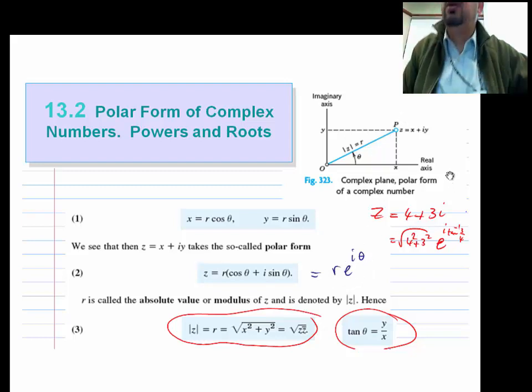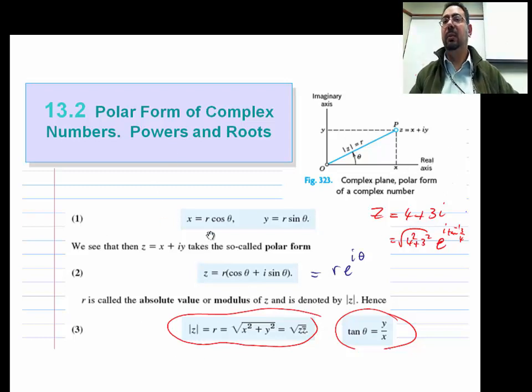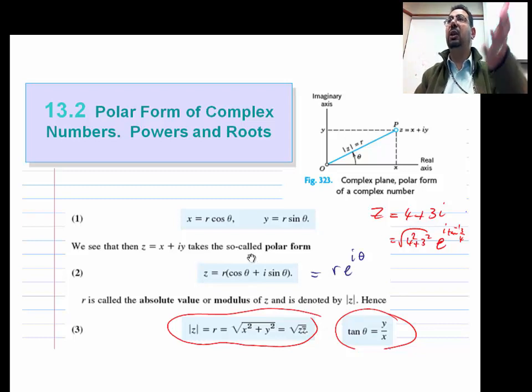And so it follows immediately that x is actually r cosine theta and y is r sine theta. So therefore z is also r cosine theta plus i r sine theta. This formula is called the Euler formula. It's very famous, but you have already proved it right now. You don't have to memorize it. Just from this drawing, you know that r e to the power i theta is also r cosine theta plus i sine theta.